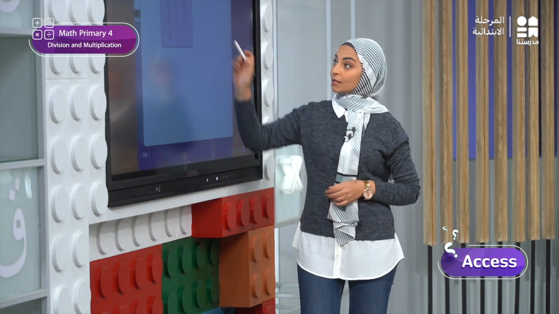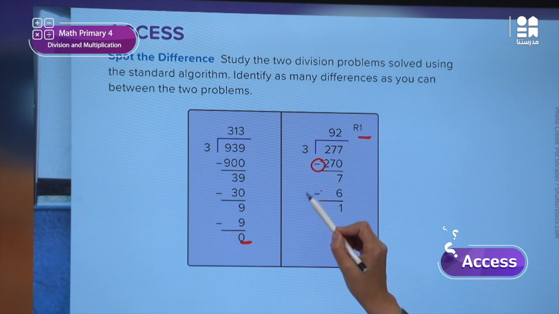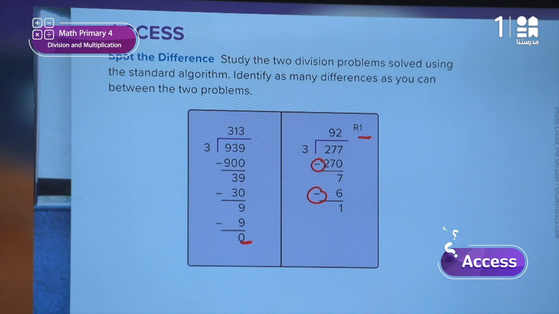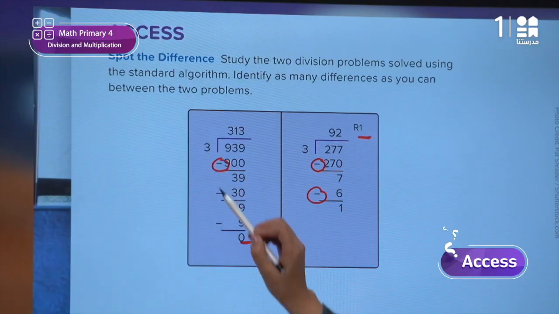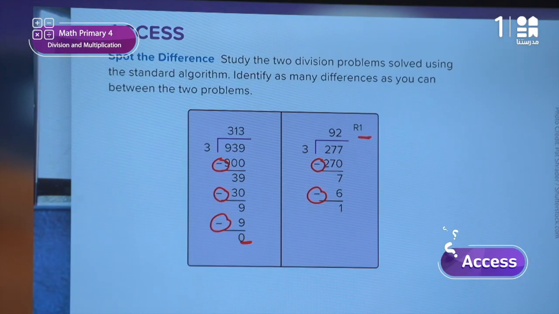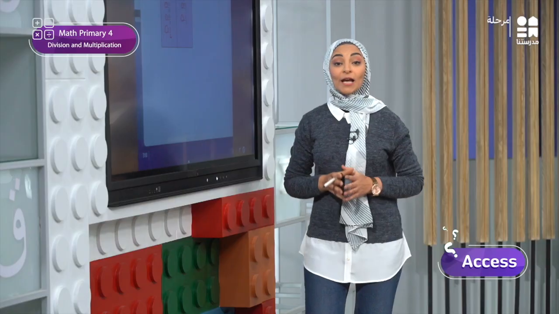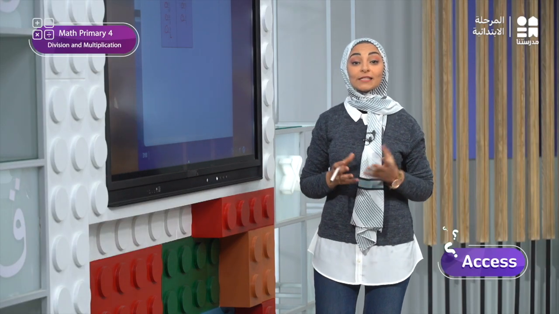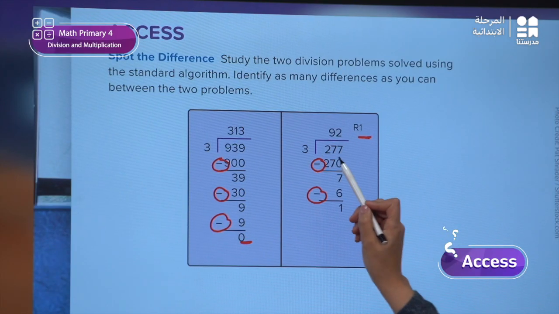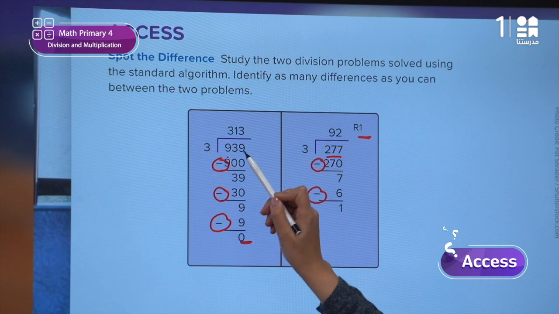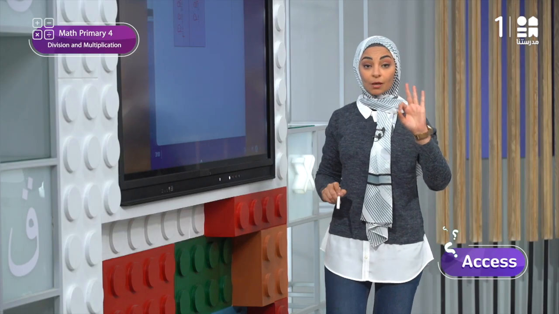Here we have two subtraction operations. In the first one, I make two subtraction operations. In the second one, I have three subtraction operations. Here I do three subtraction operations as you see here. They also told me a very important point that I liked a lot, which is that the dividend in both problems is a 3-digit number. They noticed that the dividend in these two problems is a 3-digit number.